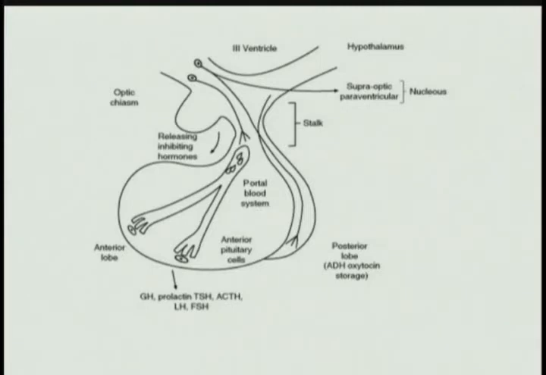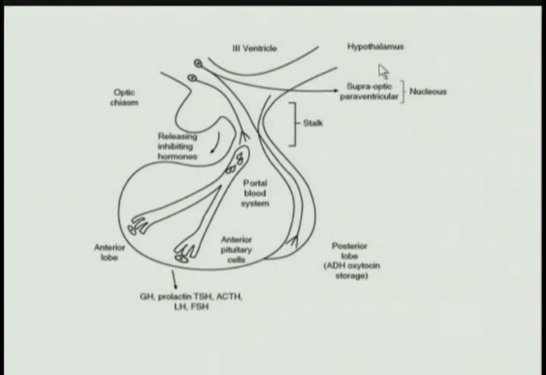I want you to look at this anatomically. Look at how close it is to the optic chiasm here. This is the optic chiasm, and the hypothalamus is close to it.